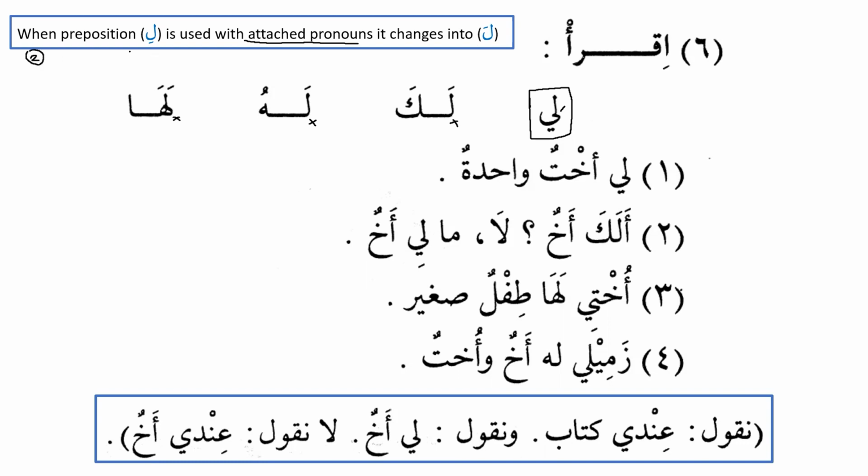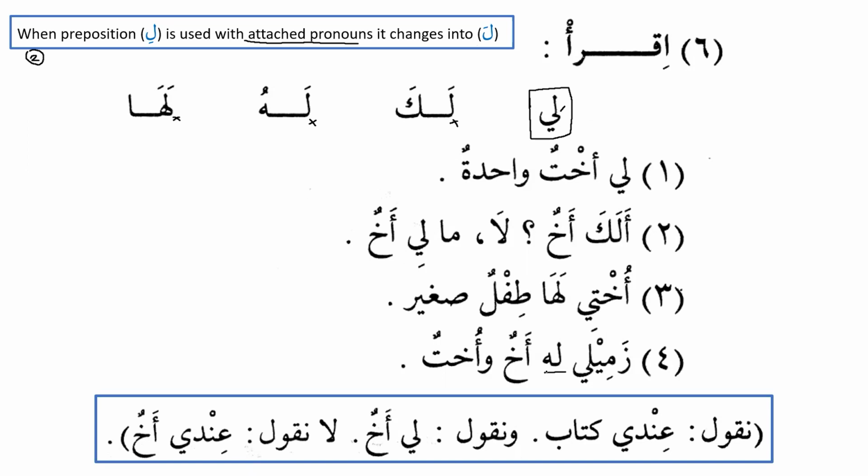Number 1, we have learned that li changes into la when it is used with the attached pronouns. And number 2, we can use it only for the body parts and only for the relations. That's why we say alaka akhun, relationships. Excellent. So alaka akhun, la ma li akhun, I don't have a brother. Ukhti laha tiflun saghirun, my sister has a small child. And then you say zamili lahu akhun wa ukhtun, my colleague or my classmate has a brother and a sister.